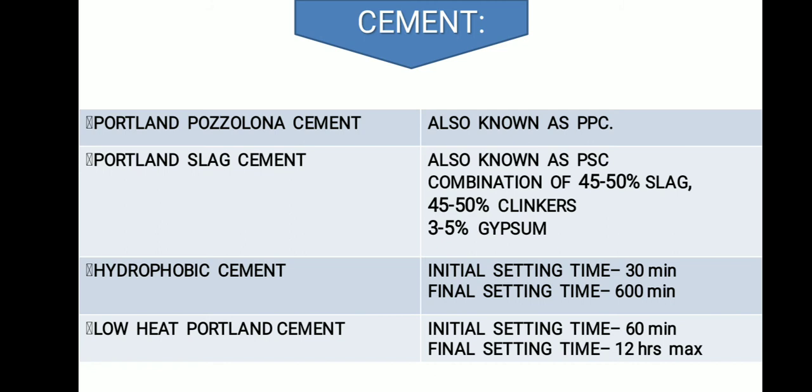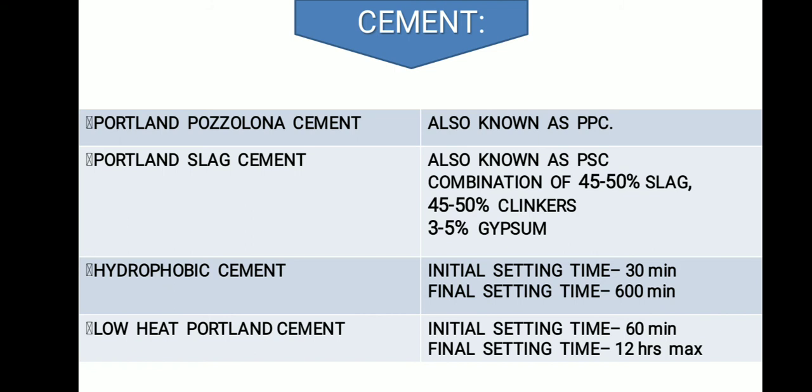Okay, so here you can see other 4 types of cements. Portland pozzolana cement, also known as PPC. Portland slag cement, also known as PSC. Now PSC is a combination of 45 to 50% of slag, 45 to 50% of clinkers, and 3 to 5% of gypsum. Moving on to the next, hydrophobic cement.